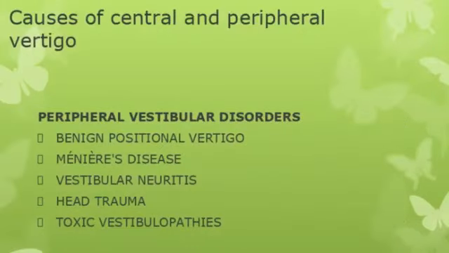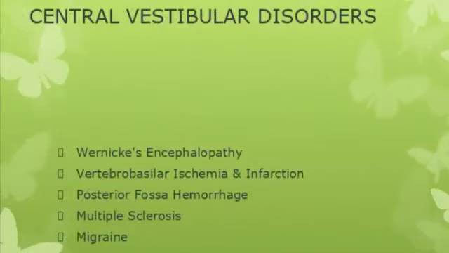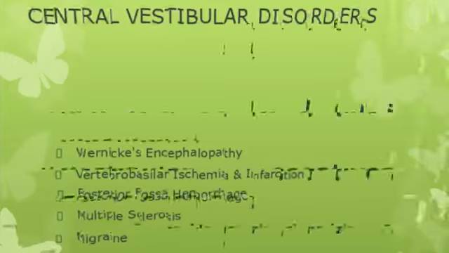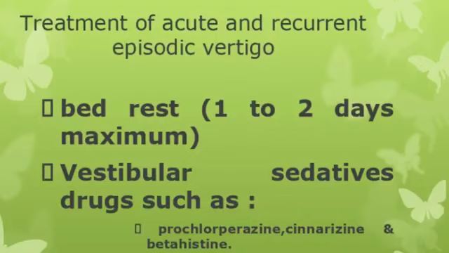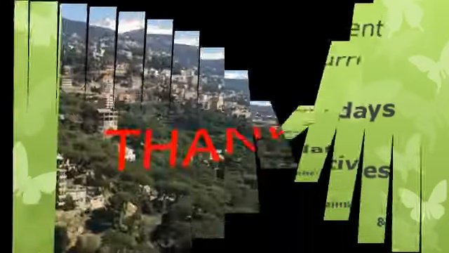Lastly, the causes of central and peripheral vertigo. First, peripheral vestibular disorders, the causes are benign positional vertigo, Meniere's disease, vestibular neuritis, head trauma, and toxic vestibulopathies. The central vestibular disorders, the causes are Wernicke encephalopathy, vertebrobasilar ischemia and infarction, posterior fossa hemorrhage, multiple sclerosis, and migraine. Treatment of acute and recurrent episodic vertigo is first bed rest, 1 to 2 days maximum, and vestibular sedatives such as prochlorperazine, cinnarizine, and betahistine.